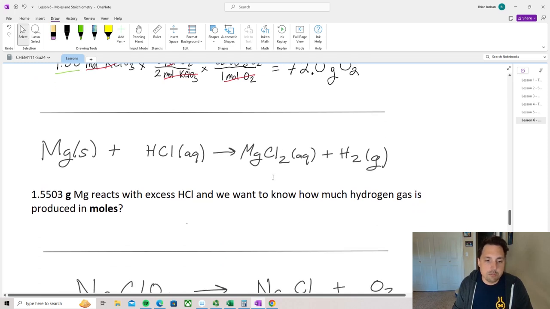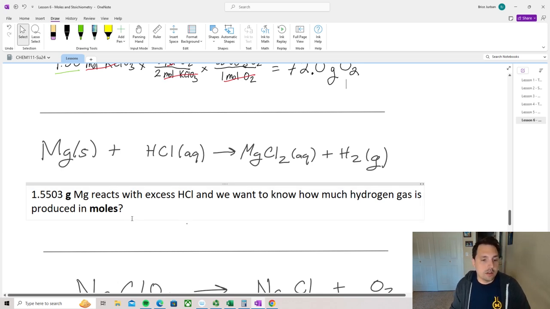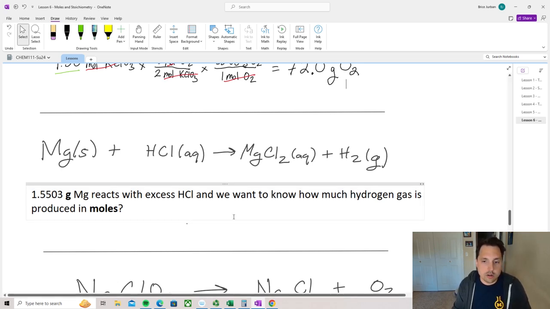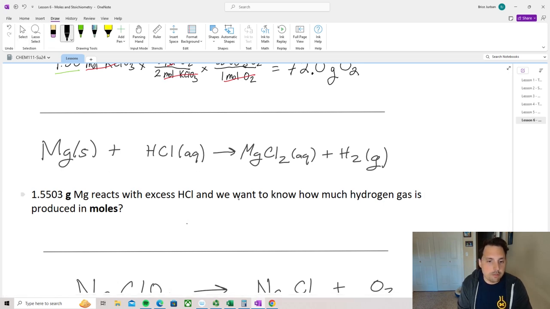It helps tremendously. All right, here's another gram to mole problem. This might be a good one to pause the video and try this one on your own. If you solve this, you can jump ahead to the answer and check your work, or you can work through this one with me.